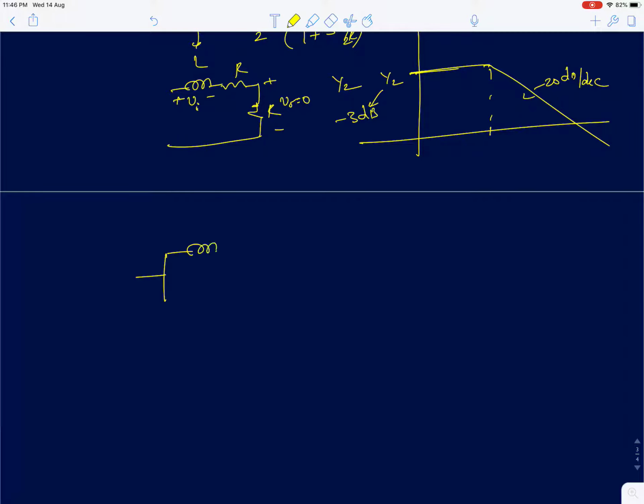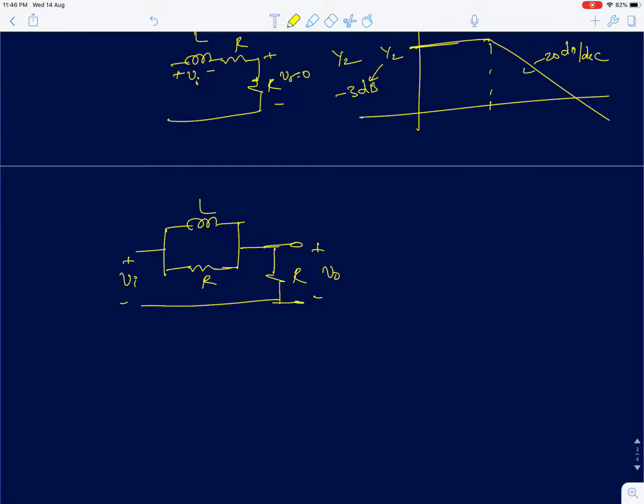Now in the other circuit, you are given R and L in parallel instead of them being in series. This is the circuit. Now you are supposed to derive the transfer function for this circuit. In this circuit, again, there is only one inductor, so we know it's obviously a first order system. Now to find the DC gain, you have to just short circuit the inductance. So once the inductance is short circuited, your V0 equals Vi, which means your DC gain is 1 in this case.